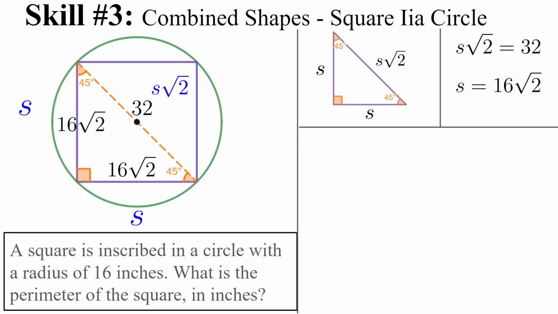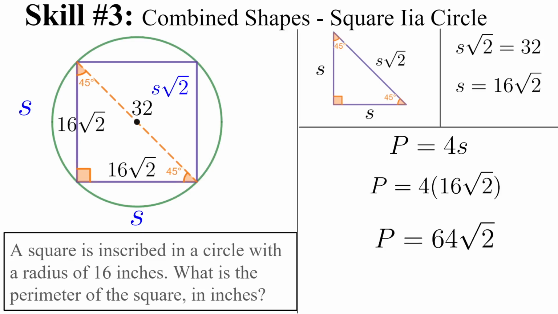Now to find the perimeter, you can label all the sides and add them all up, or you can use the equations for squares. So the area of a square is s squared, and the perimeter of a square is 4s. So that's what we're going to use. Perimeter equals 4s. So 4 times 16 root 2, which is 64 root 2. So that would be 64 root 2 inches is the perimeter. Very good.